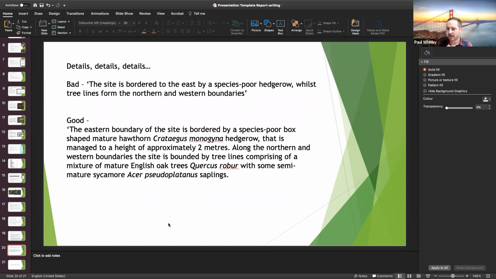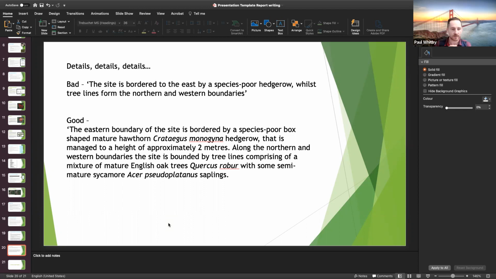And details. Don't be lazy with your descriptions. Make sure that you are being thorough. Here's an example of a bad description, a bad site description. The site is bordered to the east by a species poor hedgerow, whilst tree lines form the northern and western boundaries. It might be perfectly accurate, but it is a very simple description of a site.